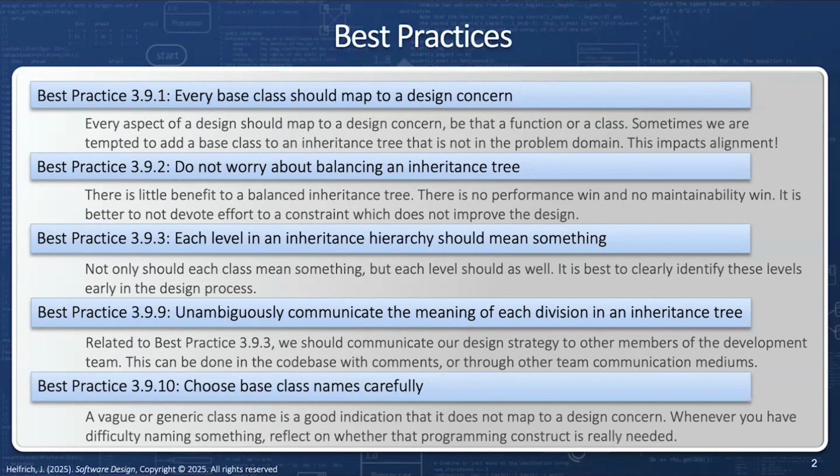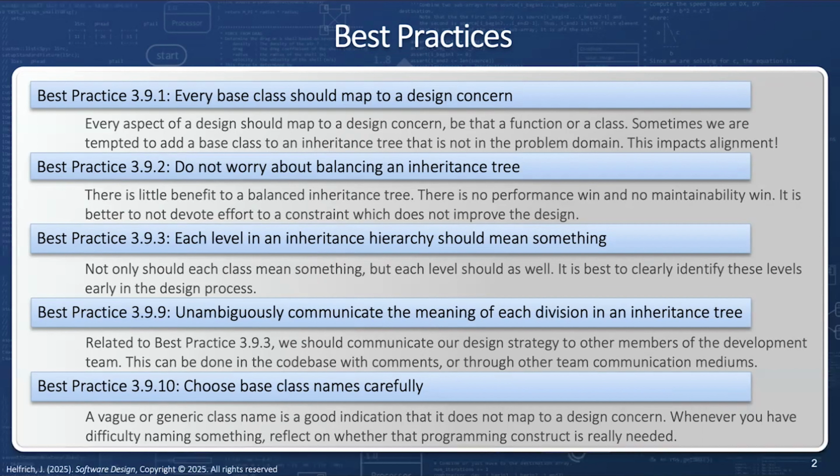Finally, choose base class names carefully. A vague or generic class name is a good indication that it is not mapped to a design concern. We call these things code smells. It's like when you open the refrigerator, something doesn't quite smell right. Is that because you have tuna fish, or is that because something's bad? Most of the time it's because there's something bad, but sometimes it's tuna fish.